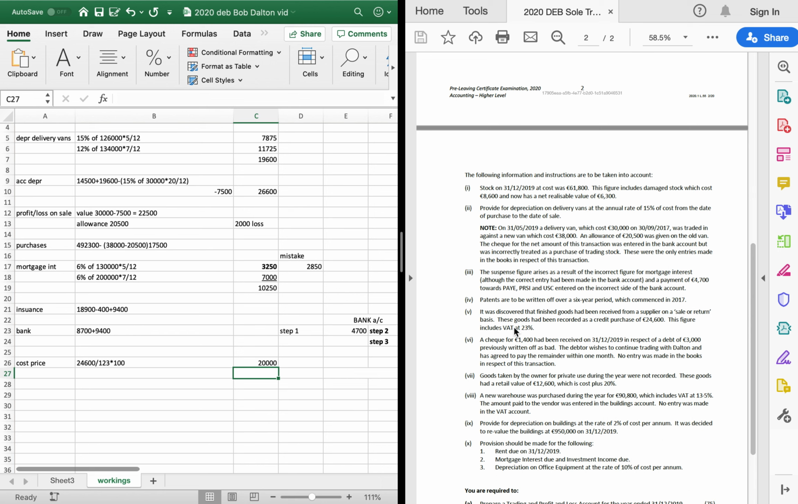The figure includes VAT of 23%. Now, this is one of the mistakes I made when I was doing it. I've basically misread that a little bit. So what that's saying, it was discovered that finished goods have been received from a supplier on a sale or return basis. These have been recorded as a credit purchase of 24,600, including VAT of 23%. So it's basically saying that they've recorded it correctly. So they've recorded it as purchases of 20,000 and VAT of, I'll just put that there, the VAT is 4,600 to bring you to the 24,600, but they have correctly dealt with the 20,000 and the 4,600.